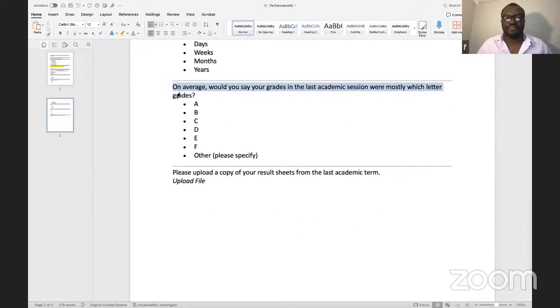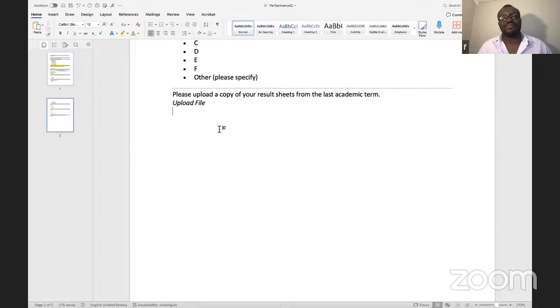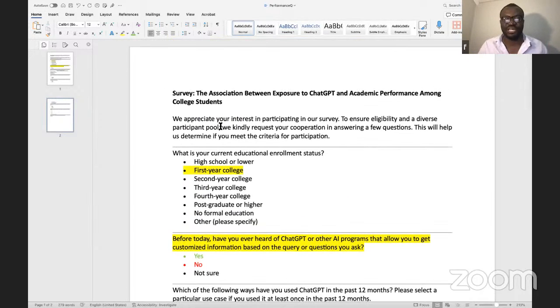And then here we have the outcome. On average, would you say your grades in the last academic session were mostly which letter grades? A, B, C, D, E, F, and other. And then we are also trying to at least have some valid way of capturing their outcome. So we ask them, hey, just give us your transcript for the last academic year so that we can at least objectively also evaluate and capture data from that transcript as well. So this is just a quick questionnaire just put together.